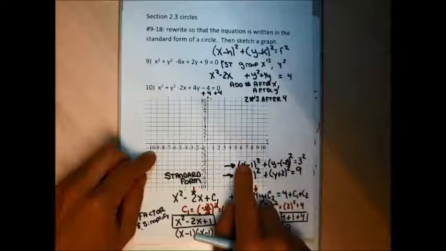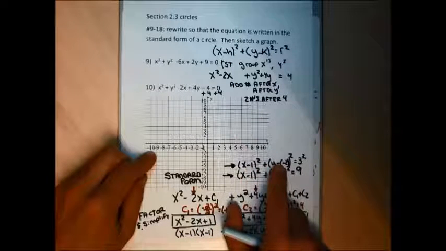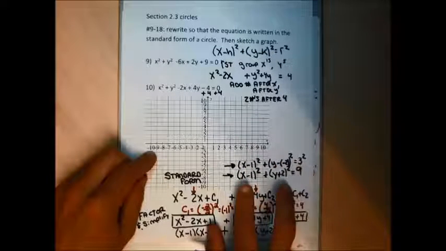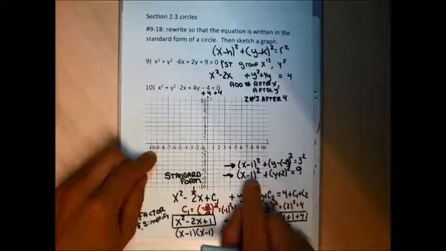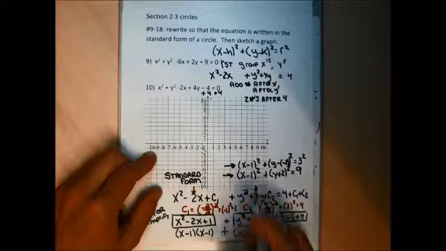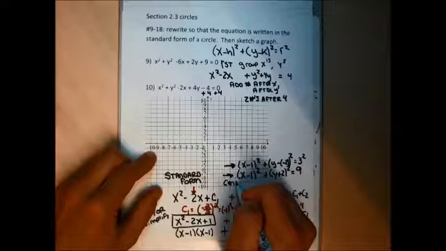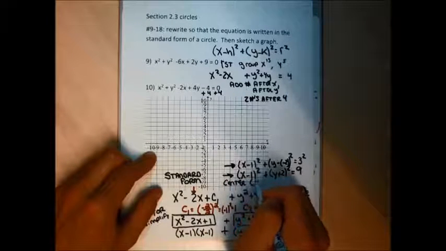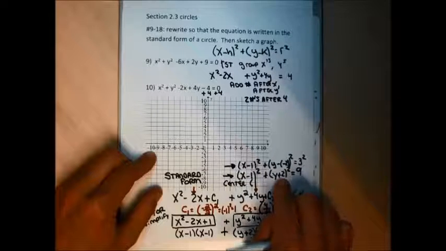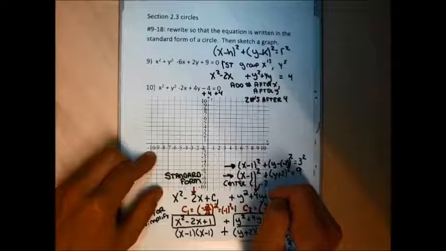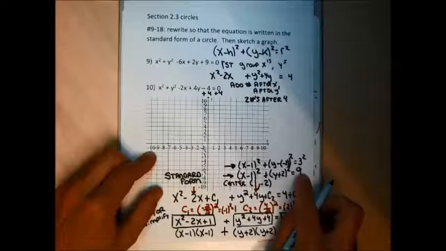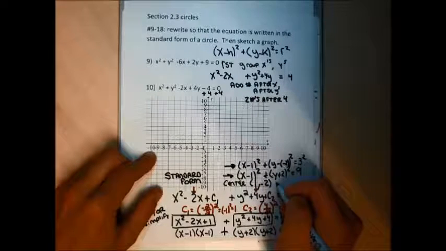radius. If I wrote it in that form, I could tell you that the center is 1, 2, and the radius is 3. In this form, I'd say change the sign of that negative 1. The x coordinate of the center is positive 1. Change the sign of that positive 2 to negative 2. That will give me the y coordinate of the center. Square root the number. That will give me the radius.